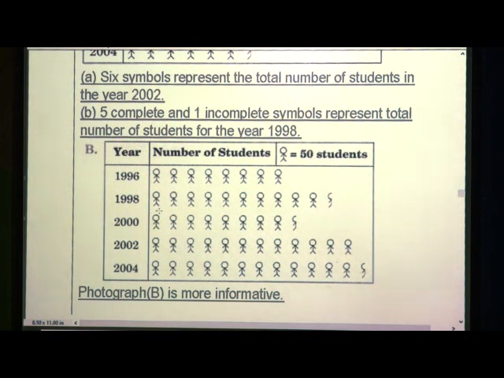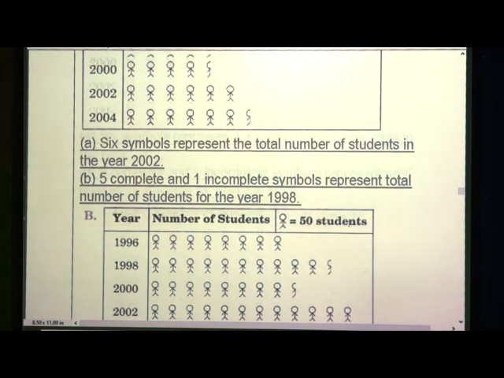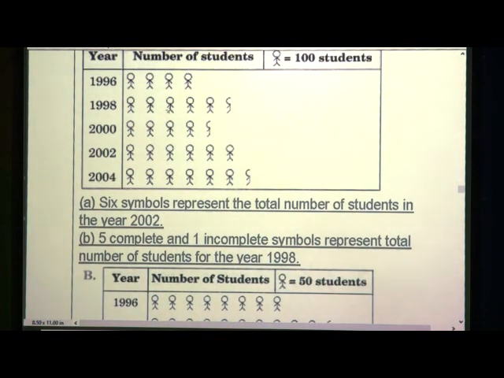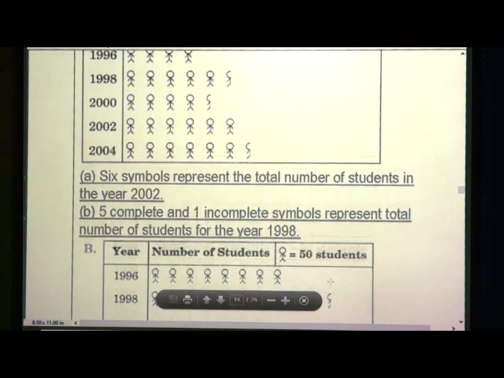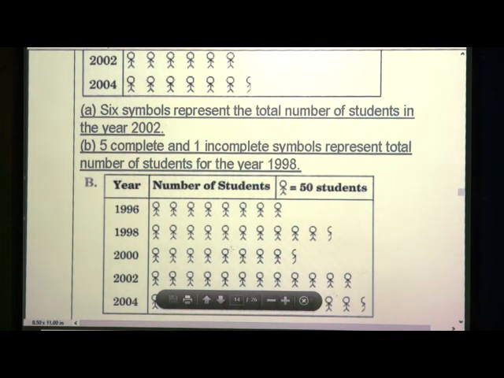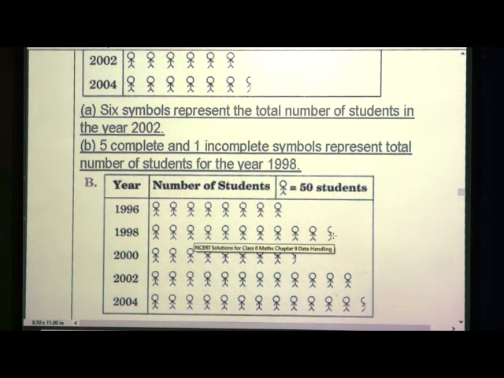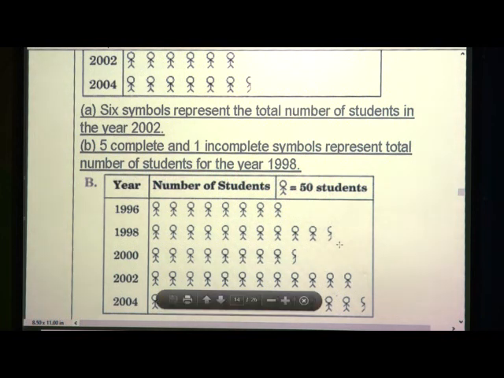In 1998 we have 1, 2, 3, 4, 5, 6, 7, 8, 9, 10 and a half. That would mean 550, because it denotes half. Actually 535 is given in the question, so it is less than 550. So we have shown again half of the symbol here.